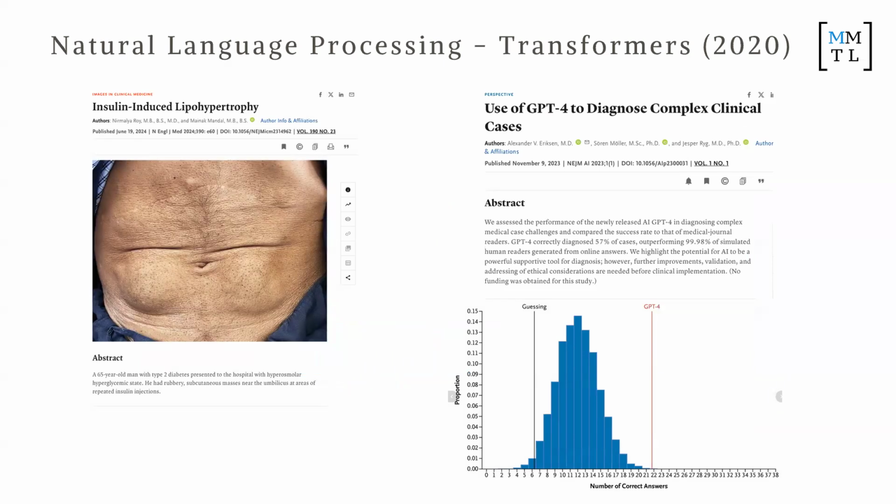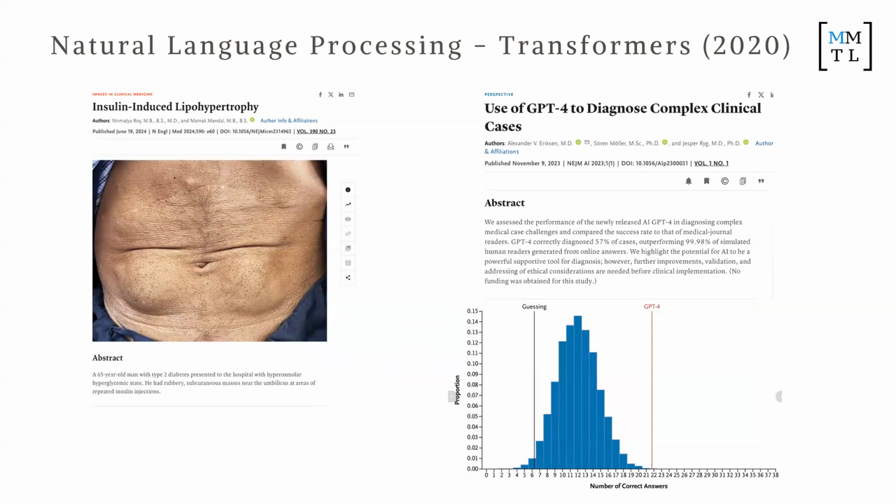So this is a recent NEJM article on natural language processing for AI in medicine. NEJM releases a bunch of clinical cases that readers can answer. These are really difficult, challenging clinical cases that a lot of the readers will try to answer. And they tried to use GPT-4 to diagnose some of these cases, and GPT-4 did a lot better than humans.